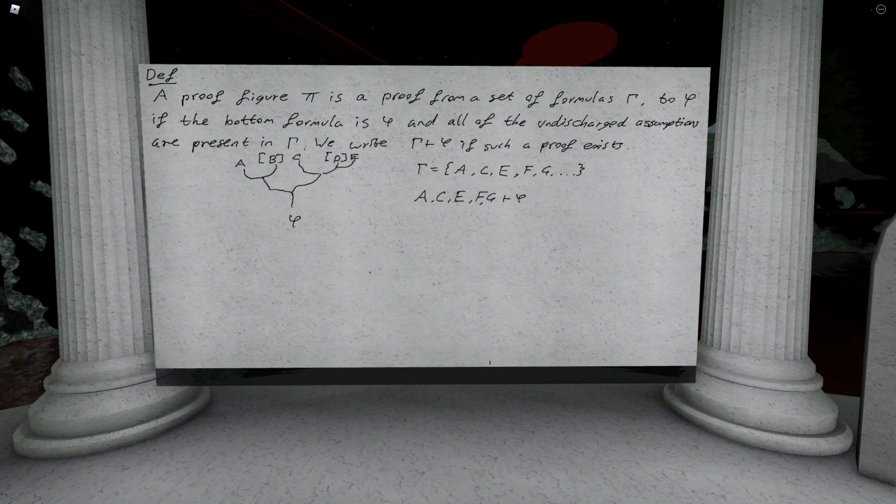Is that right? So it would be wrong to say it has extra undischarged assumptions, because the extra stuff we're saying is present in the set of formulas that we're saying phi can be deduced from. So in this example, F and G do not appear in the undischarged assumptions of this tree, of this proof figure. Nevertheless, this piece of data, this proof figure, is a witness to the claim that phi is provable from A, C, E, F, G.